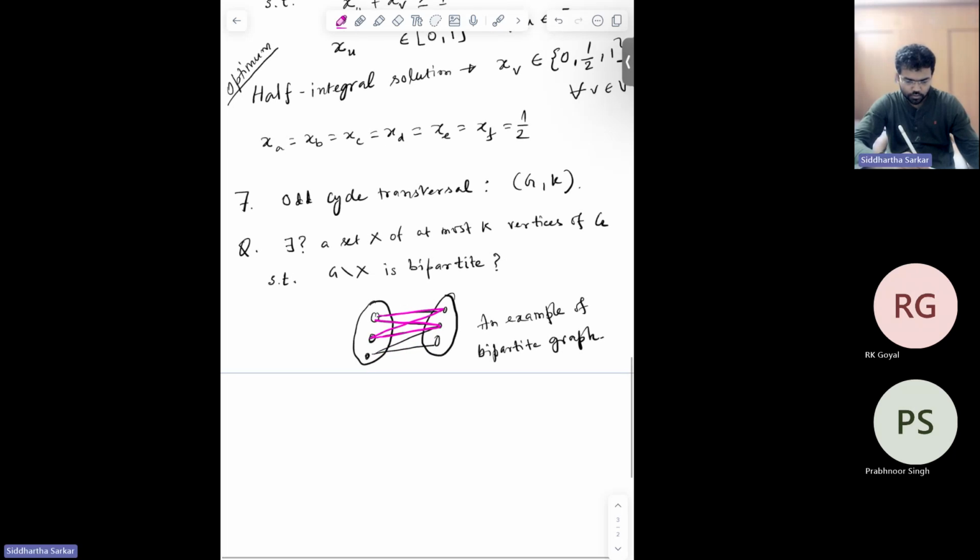So if you do one BFS starting from one vertex in a graph, then the tree that you get. No, I think you should do DFS. Just a second.